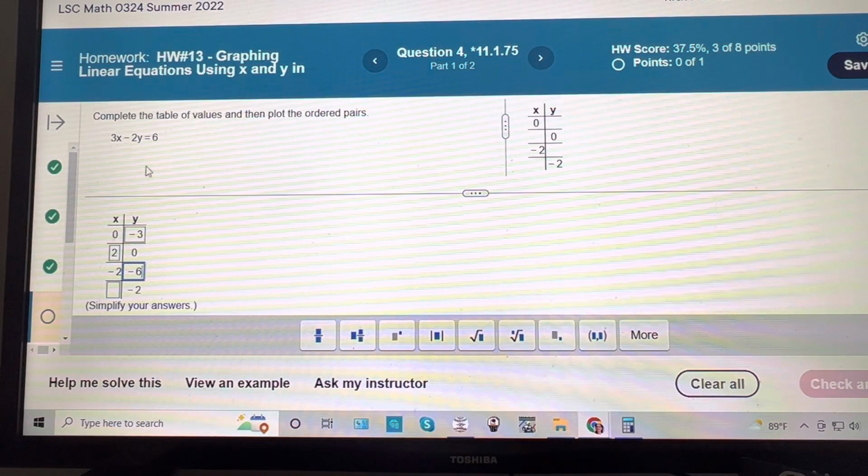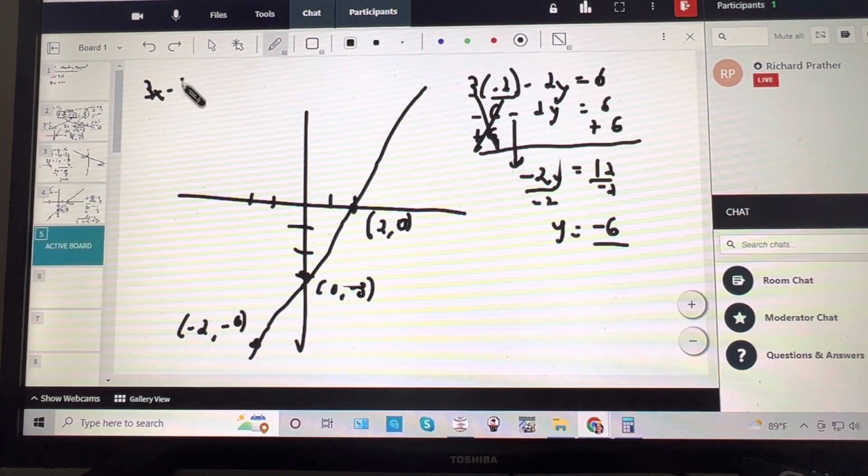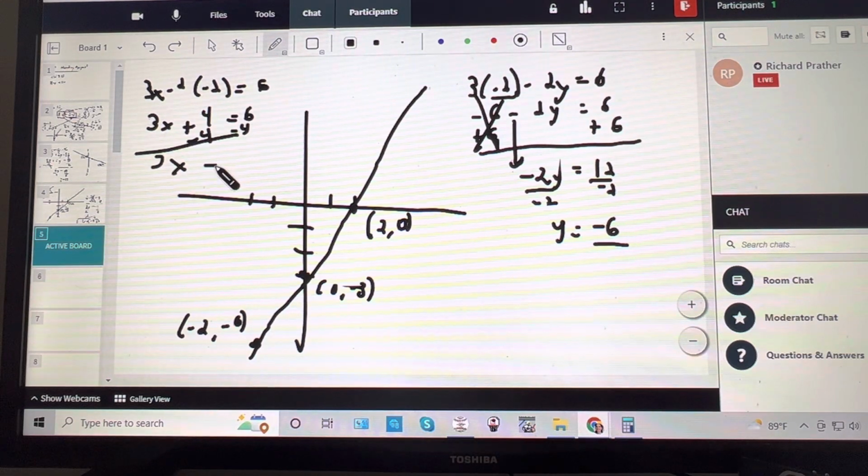Finally, if I plug -2 in for y right there, you'll get 3x minus 2 times -2 equals 6. -2 times -2 is positive 4. Minus 4. 3x equals 2. Divide by 3. And this is an issue sometimes: 2/3. When y is -2, x is 2/3.